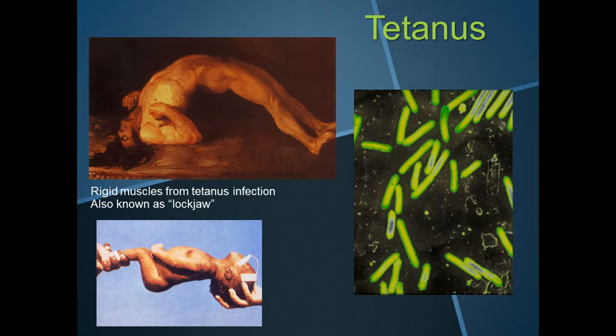Let's talk about some specific types of bacteria. First is tetanus. If you were to be infected with tetanus, also known as lockjaw, it causes rigid muscles. You can't move your muscles. They clench up, harden up, and makes you unable to move them through the action of this bacteria.